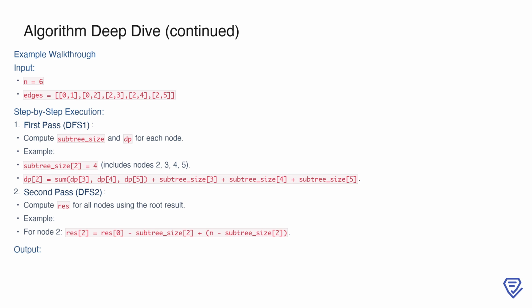Starting from the root node, we use the derived relationship to compute results for all other nodes. For example, the result for node 2 is calculated by excluding the contribution of its subtree from the root's result and adding contributions from nodes outside its subtree. This step-by-step computation ensures that the final results are accurate and obtained efficiently. By the end, we have the res array fully populated, containing the sum of distances for all nodes.